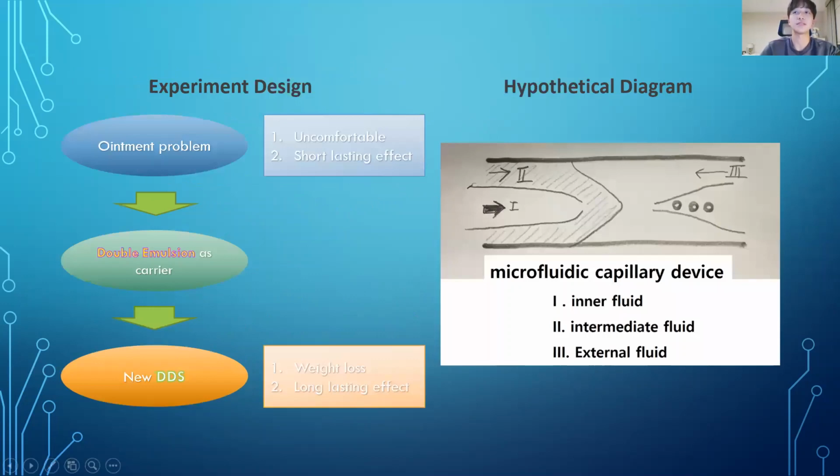This is my experimental design. Initially, there's an ointment problem, which I talked about, that is very uncomfortable and has a short-lasting effect due to the saliva. And then through double emulsion as a carrier, I developed a new DDS, a drug delivery system, so that there's a weight loss for the ointment and a long-lasting effect, and therefore an increased adhesion rate. The hypothetical diagram here represents the procedure taken to create the double emulsion droplets, which I'll explain in the upcoming slides. Keep in mind the three fluids: inner fluid, intermediate fluid, and external fluid in the microfluidic capillary device.